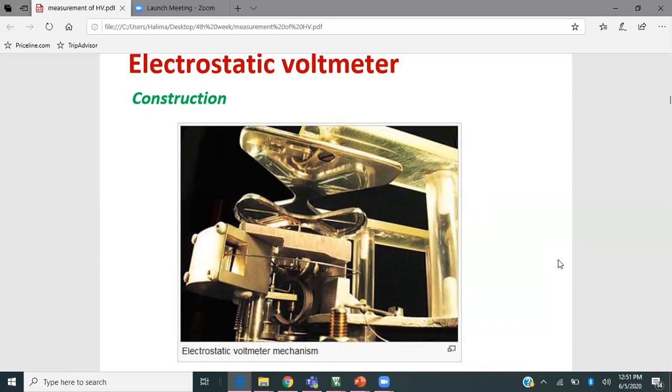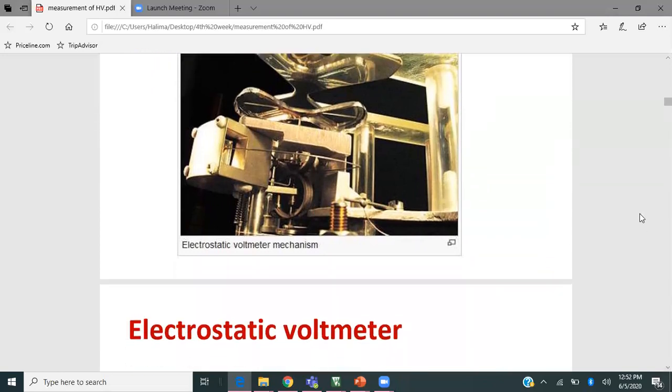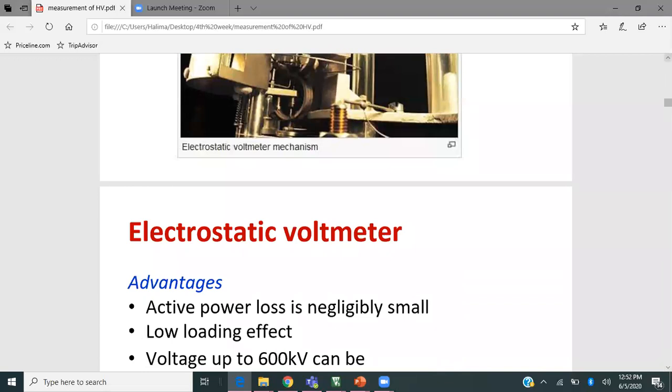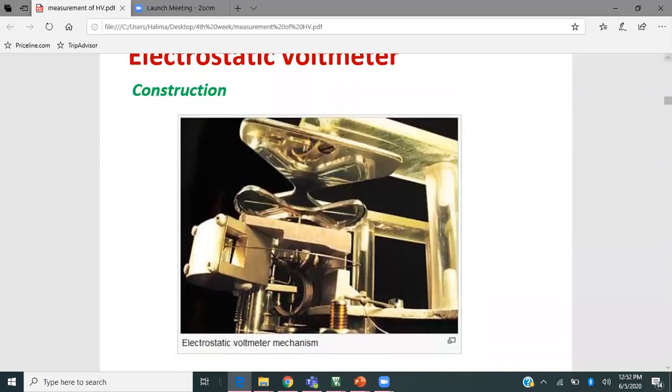As I mentioned earlier, here we will use some balancing weight which will give the controlling torque. Electrostatic voltmeters are constructed in an enclosed structure which can contain air, SF6, carbon dioxide or nitrogen. The gas pressure is normally up to 15 atm, and the working stress is normally 100 kV per centimeter.